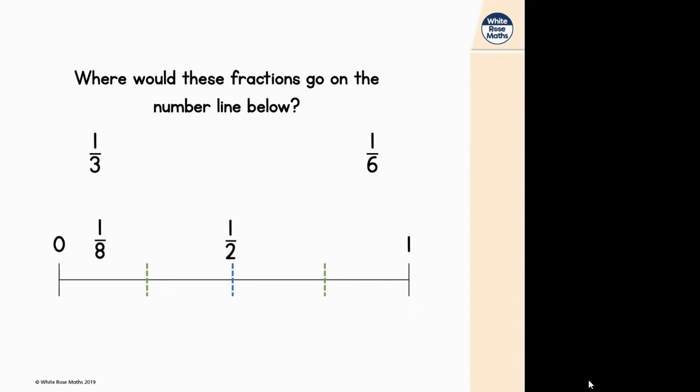We need to divide the number line into 3 equal pieces. Would that be greater than a fourth or less than a fourth? 4 equal pieces, 3 equal pieces. Let's show that. We can show that by placing these orange lines on the number line. Those orange lines indicate 3 equal pieces. And now we can place 1/3 on the number line.